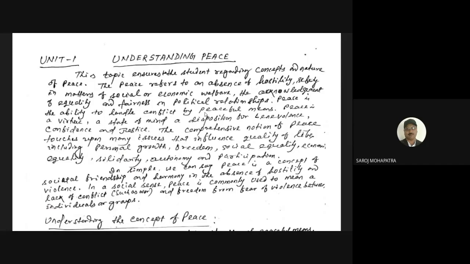So peace has two dimensions, that is, a negative dimension and also a positive dimension. Negative peace implies a static state where there is an absence of war or violent conflict. Violence, war, and conflict are entirely absent.